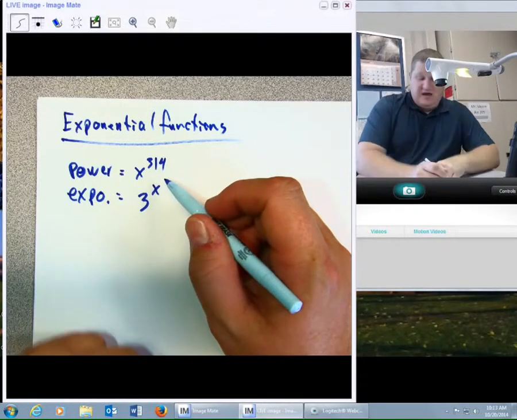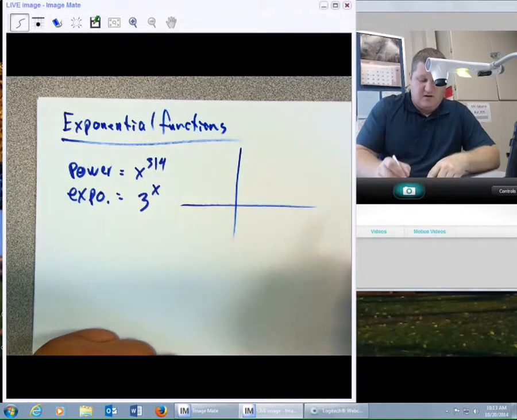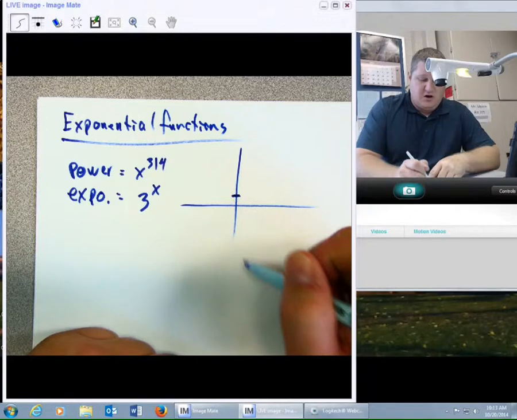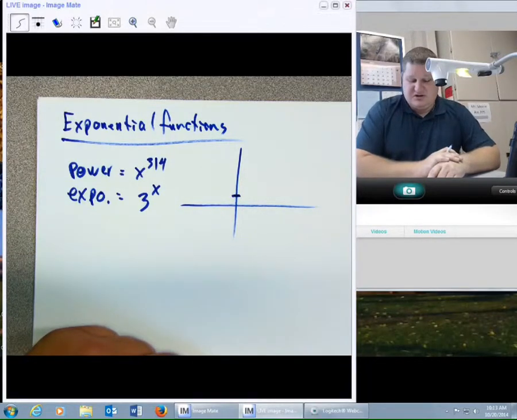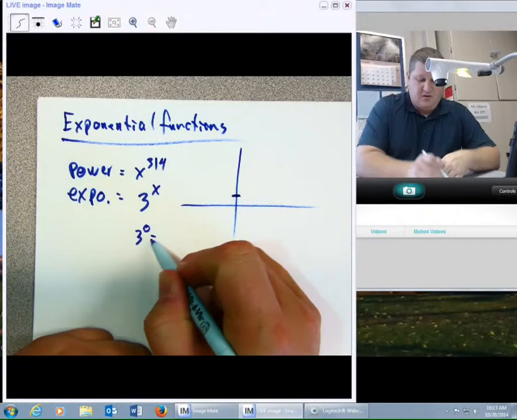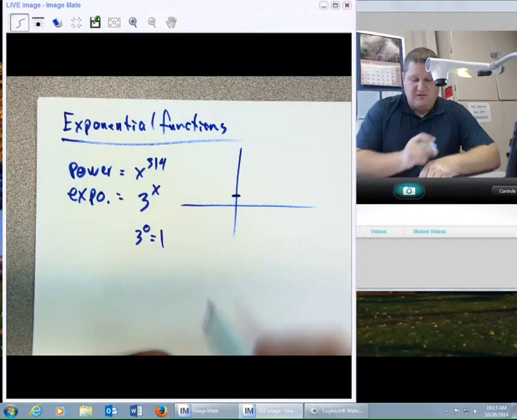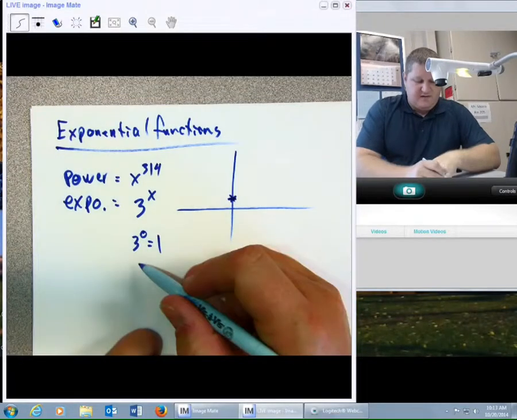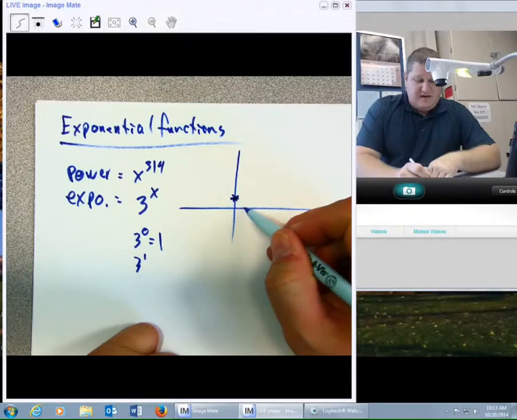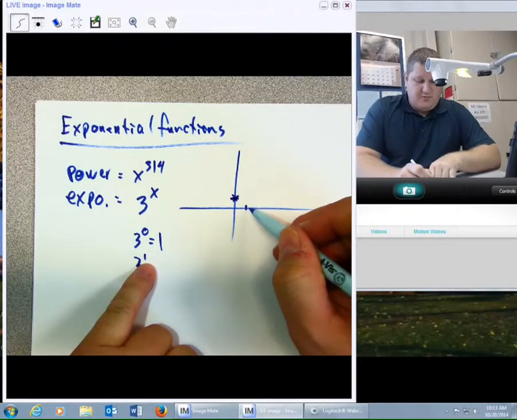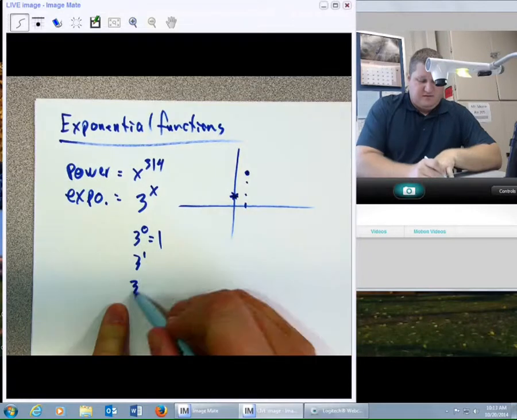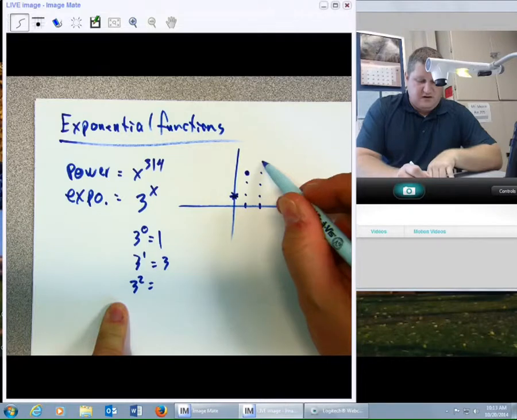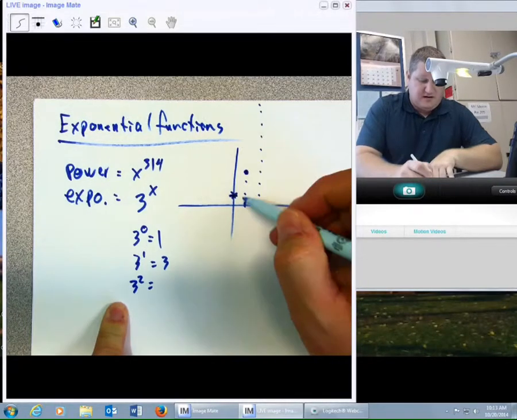Now, exponential equations come in just one of a very few varieties. An exponential function is always going to cross at 1 unless otherwise adjusted. Reason being, if I have 3 raised to the 0 power, anything raised to the 0 power is 1. So in this case, I know it's going to cross here. Now, if I have 3 to the first, that's going to be over 1, up 3. If I have 3 squared, that's going to be over 2, up 9. And so it's going to look like this.